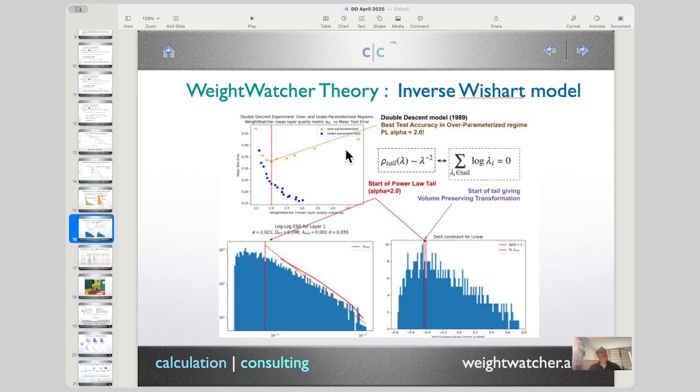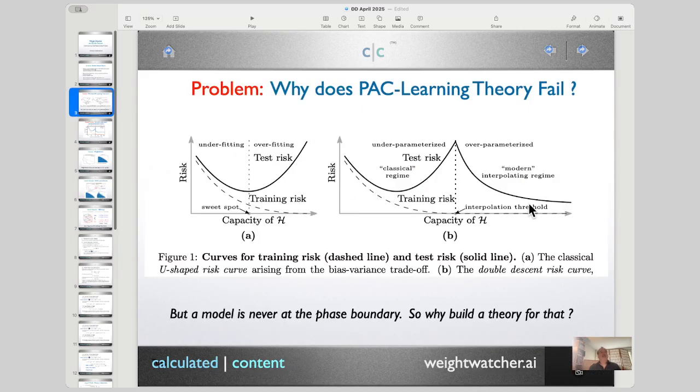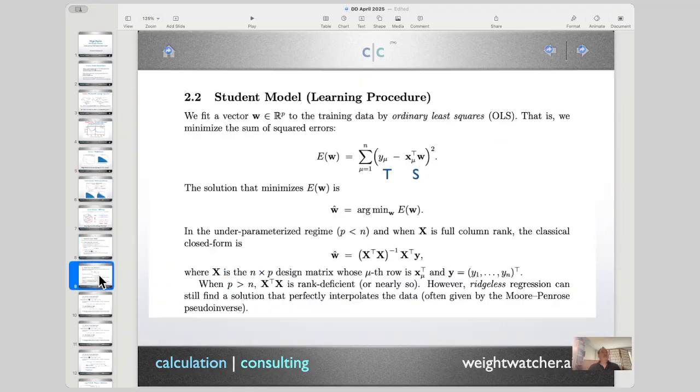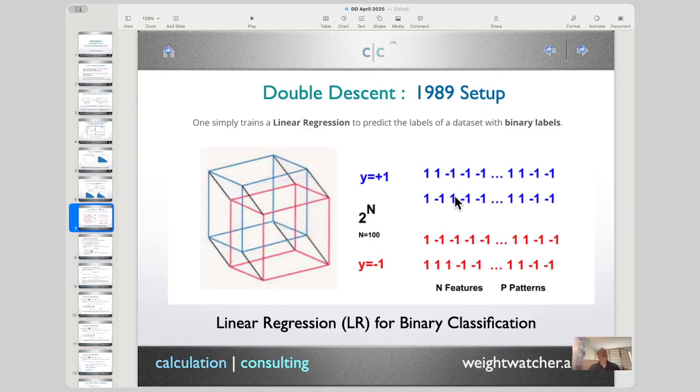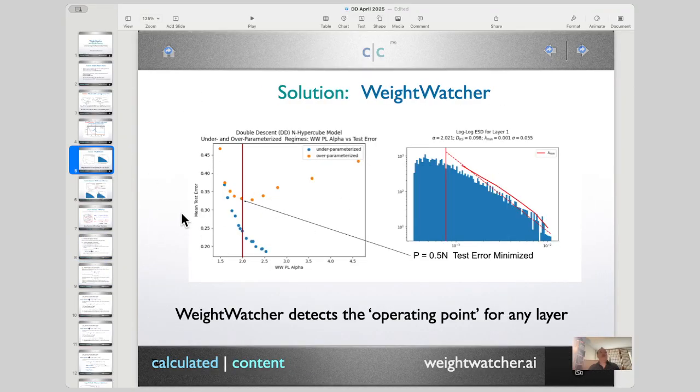My argument is that in the over-parameterized regime, there's more structure. There's structure that people ignore, and they ignore it because they're thinking about it from a PAC learning theory perspective. If you think about it from a statistical mechanics perspective, you actually can see the structure, even in the simplest models. And if you take advantage of it, my argument is that you'll get better models.